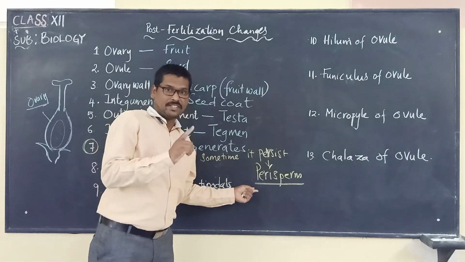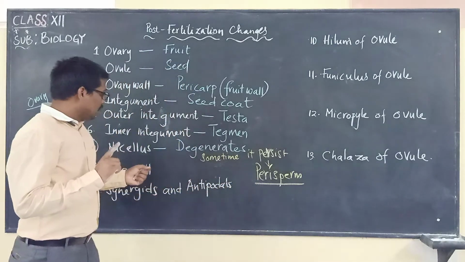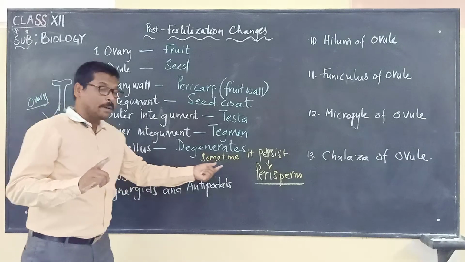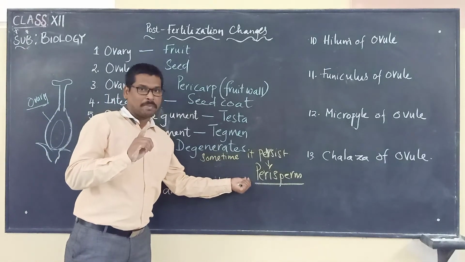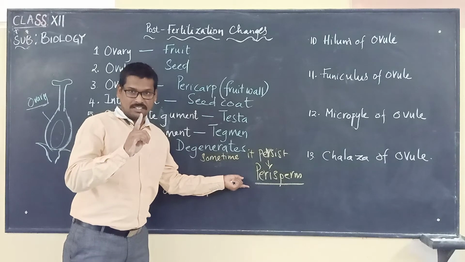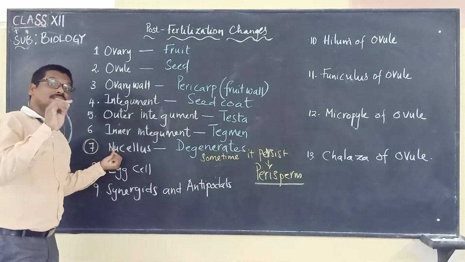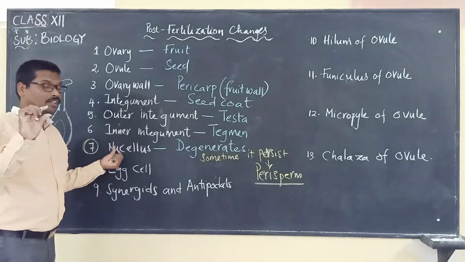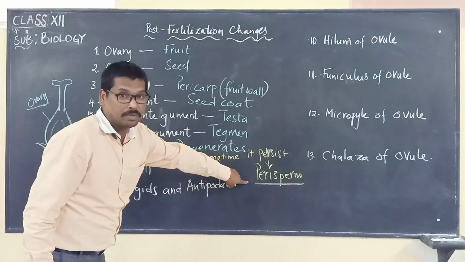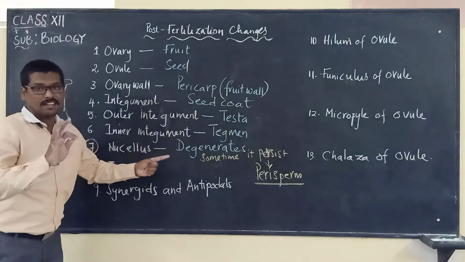Perisperm. We have given some examples regarding this perisperm also, like the pepper, Piper nigrum, and also another second example is beet. In these two, we will be seeing that nucellus is present within the seed. That is called as what now? Perisperm. So in some cases it will be there, otherwise it will get degenerated.